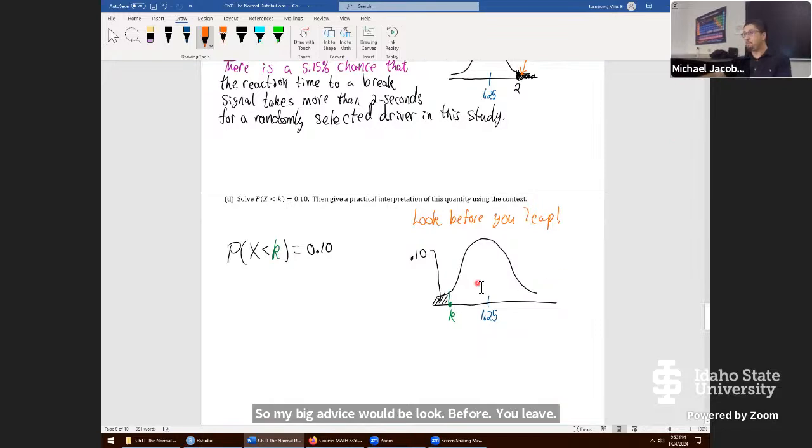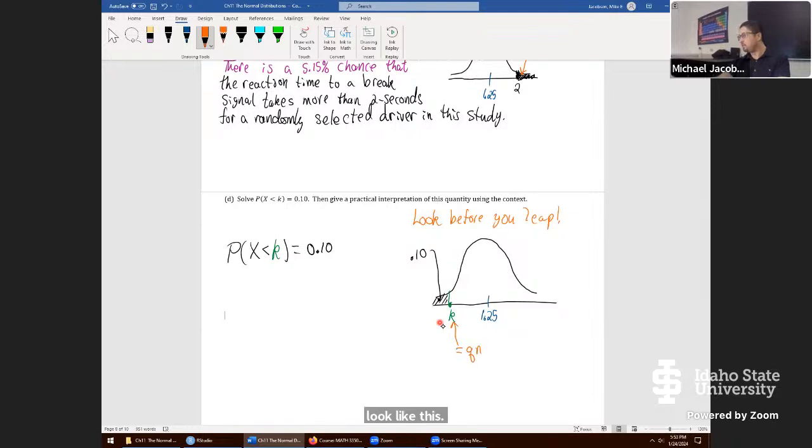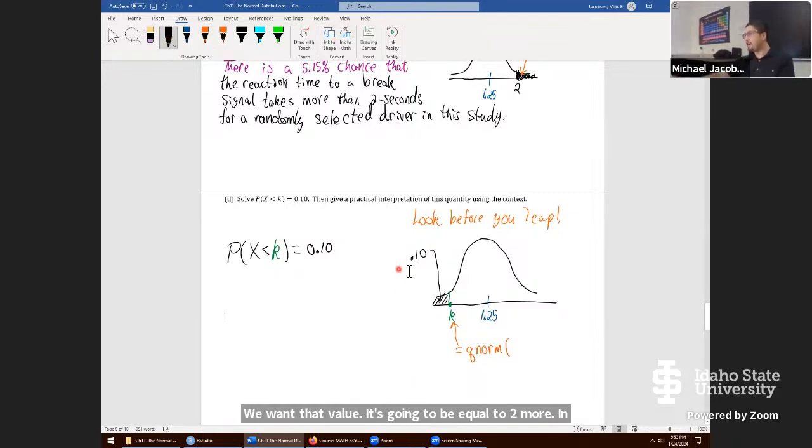Then once we have the picture, we're basically done. It's kind of amazing. Go right here. The syntax is going to look like this. We want that value. It's going to be equal to Q norm. Input into the Q norm function is the area itself. So 0.10. But after that, it's back to mu and sigma.